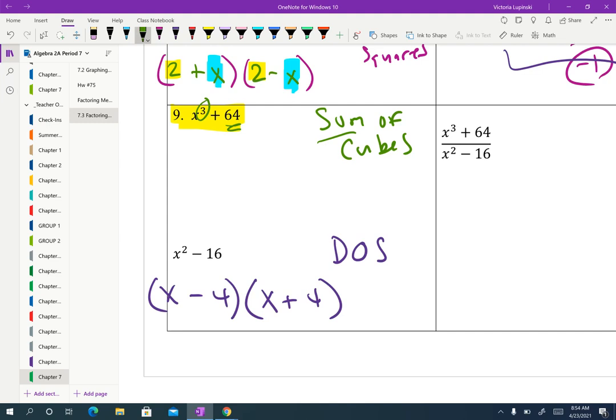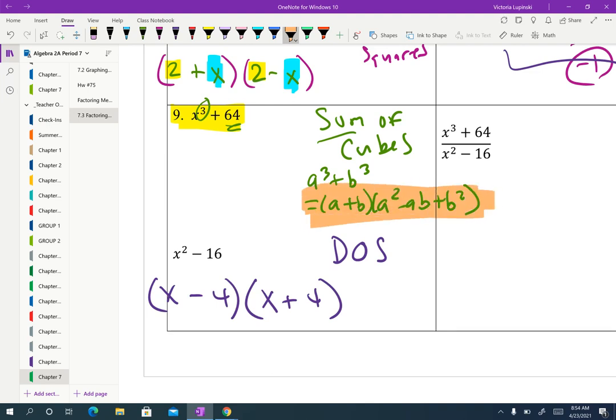The formula is on your sheet, and as a reminder, it is a cubed plus b cubed. Says you're going to factor as a plus b, a squared minus ab plus b squared. And again, this is on your formula sheet. You do not have to memorize it, not now, not ever. But in order for it to work, you have to first write it as something cubed plus something cubed. So what would you cube to get x cubed? That would be x. What would you cube to get 64? That would be 4, which means that this is your a and this is your b.